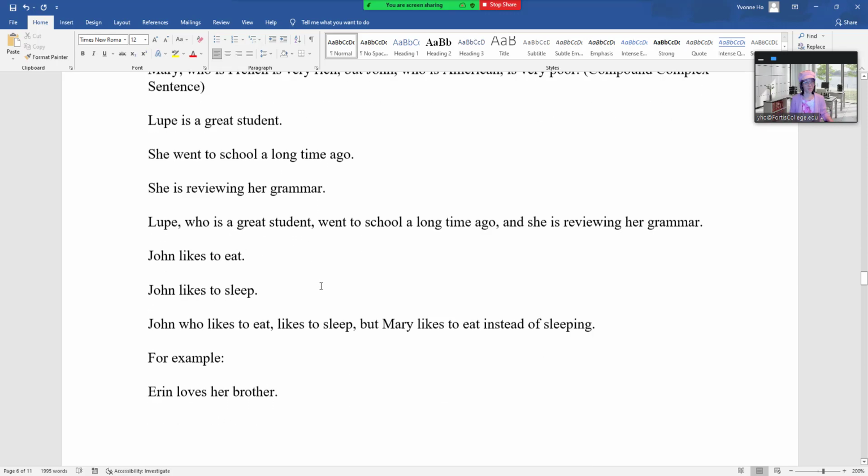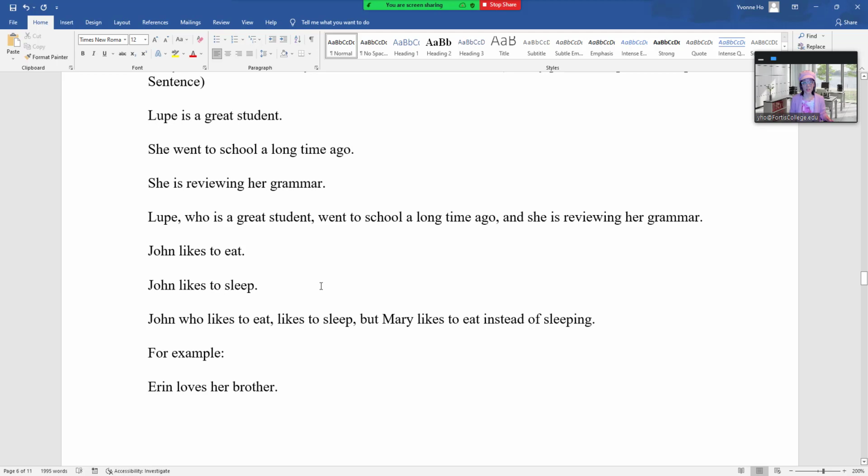Here's another example. Lupe is a great student. She went to school a long time ago. She is reviewing her grammar. So here you have three simple sentences that you can combine together into a compound complex sentence because you have the same subject. As soon as you have three sentences that are the same subject, then you can combine them together. So Lupe, who is a great student, went to school a long time ago, and she is reviewing her grammar. So here you have a compound complex sentence. Another example, John likes to eat.